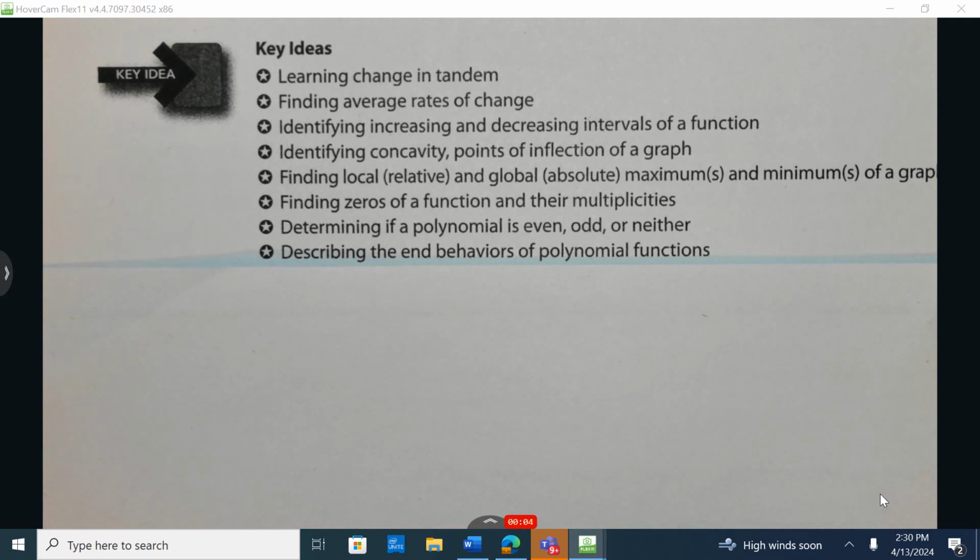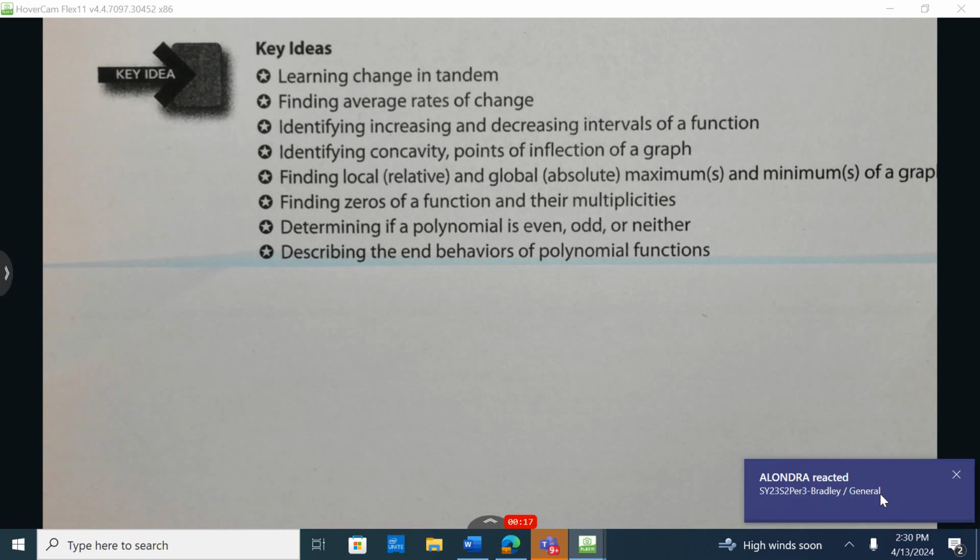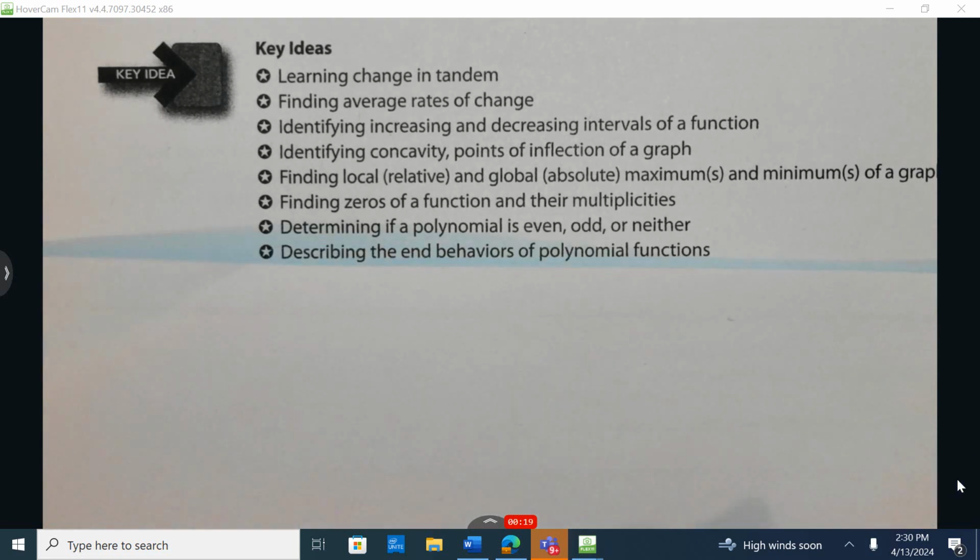Let's examine some of the key ideas that we're going to look at in the first part of this packet. The first is learning a change in tandem, and that is when we're going to compare the input and output values between two functions. Finding the average rate of change, identifying increasing and decreasing intervals of a function, we've all done this.